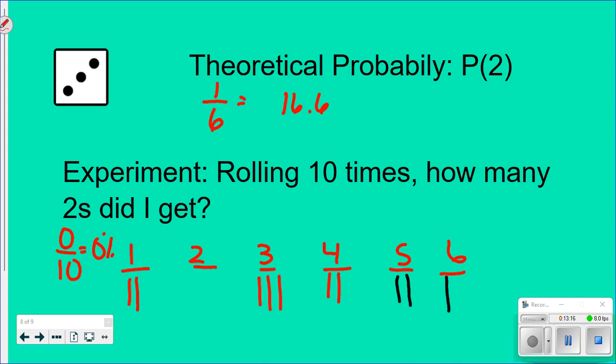But like I said, the more times you'd roll this dice, if you'd roll it 100 times, if you'd roll it 1,000 times, most likely our percentages would be very, very close to the same, or our fraction would be very, very close to the same.